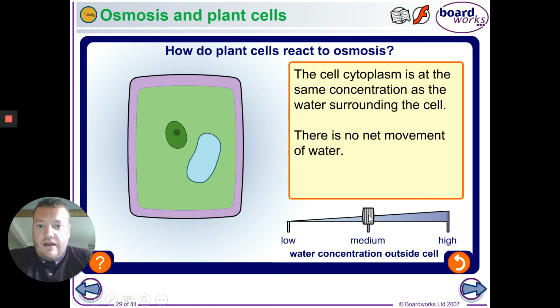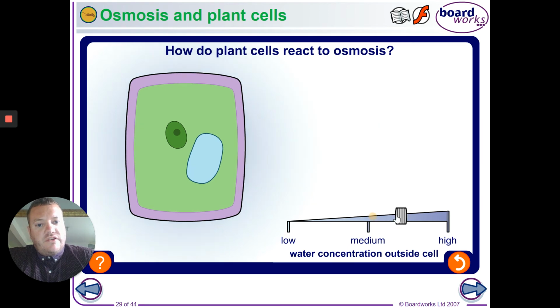When we're looking at this, the cell wall actually offers some protection. So if you look, I've got a control here that I can change the water concentration outside the cell. If I had a high concentration of water outside the cell, that means water is going to want to go into the cell to make the cell more watery, because it's more watery outside the cell than it is inside the cell.